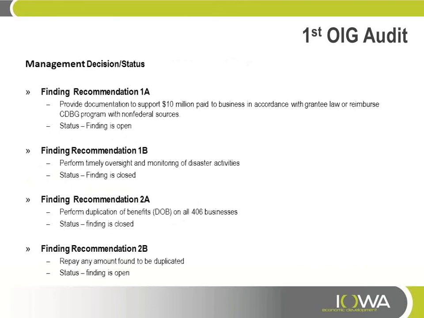In terms of the duplication of benefits, we totally agreed. We were not only not doing it, we weren't quite sure what we were doing or what we needed to do. So the management decision that was written, and this is the recommendation that went to the OIG from HUD in terms of what we needed to do, was that we needed to provide documentation to support the $10 million that was misspent or reimbursed with non-federal funds. Again, we changed our action plan and our rules to better clarify.